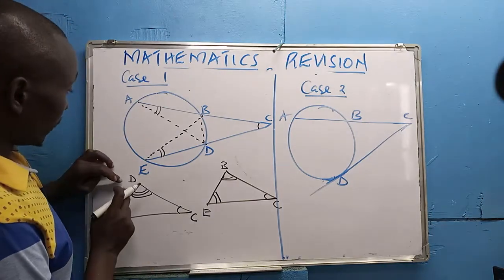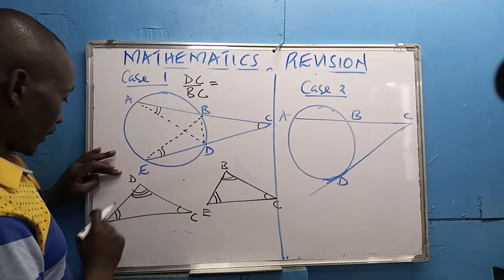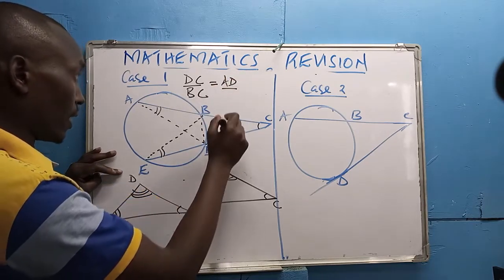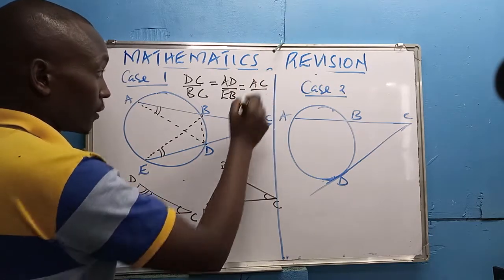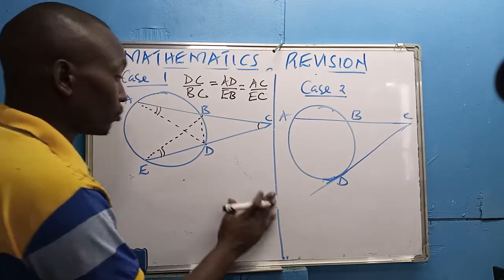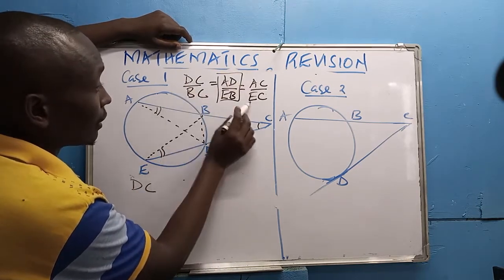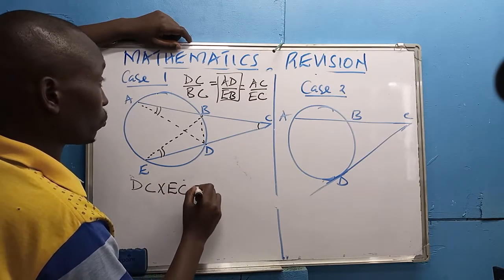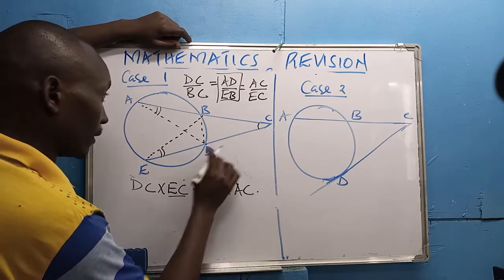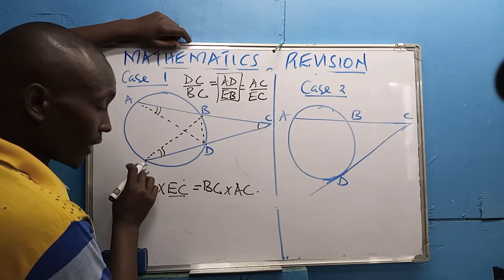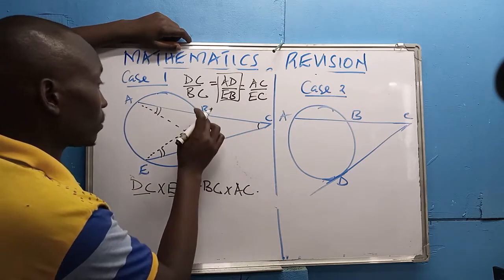So we can state that DC divided by BC must be equal to AD over the corresponding EB, which is equal to AC over EC. Now I can try to relate what I've done here. I can first of all ignore this one. DC times EC equals BC multiplied by AC. If I have a secant, the part that is outside, DC, multiplied by the whole secant up to here, EC, is equal to the whole of this, that is AC multiplied by BC.